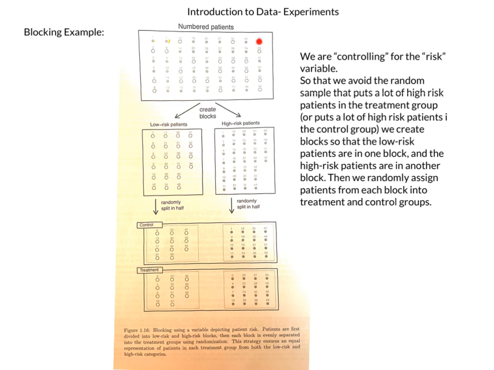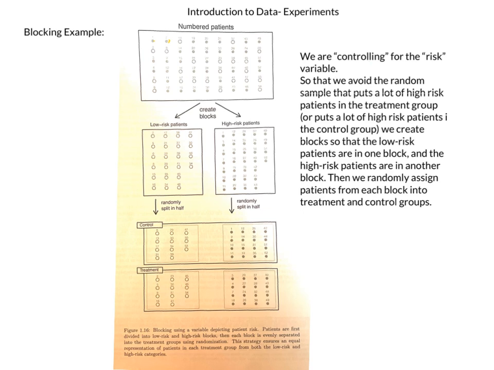So what we can do is group all our low-risk patients into one group or a block, group all our high-risk patients into a group or a block, and we call it the high-risk patients and the low-risk patients. From the low-risk patients, we split them in half into control and treatment. Similarly, with our high-risk patients, we split them in half in control and treatment. And that way, our control and our treatment group has the same number of high-risk patients, and our control and treatment groups has the same number of low-risk patients.